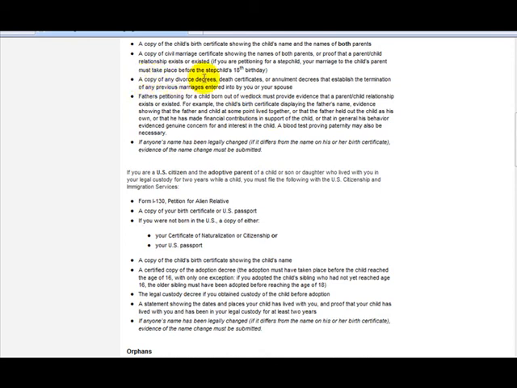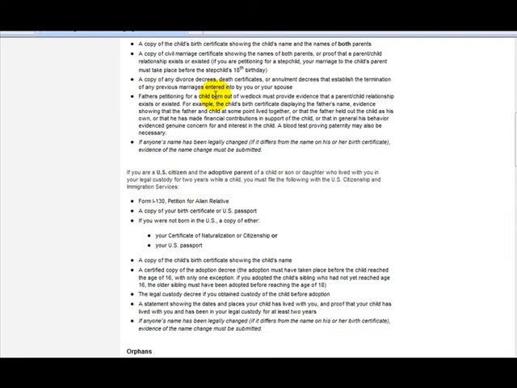So the marriage certificate with the date and both names of each spouse, right, showing that it was entered into before the stepchild's 18th birthday. A copy of any divorce decrees, death certificates, or annulment decrees that establish the termination of any previous marriages entered into by you or your spouse. Okay, we have another video tutorial on those types of the death decrees and the issues around marriage.